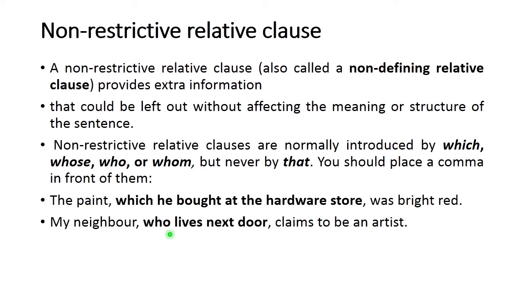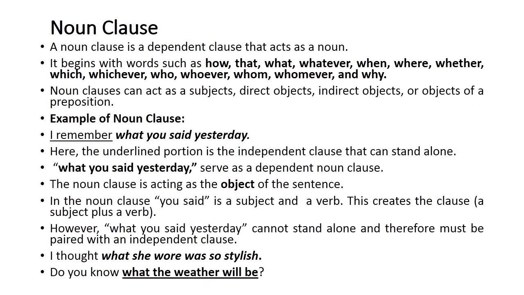My neighbor who lives next door claims to be an artist. You can see if we remove this relative clause from the sentence, the meaning of the other part will not be affected at all. So this clause is only giving extra information, and in this way it does not restrict the meaning of the other clause, even if we separate this part of the sentence from the main clause. So that's why these are called non-restrictive relative clauses.